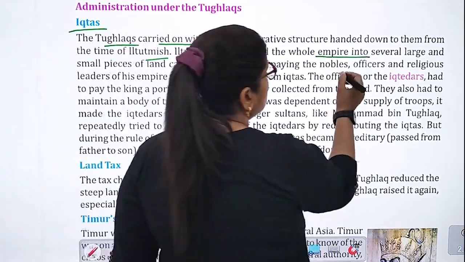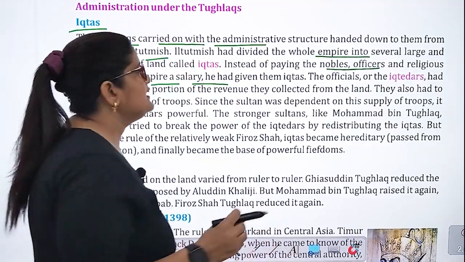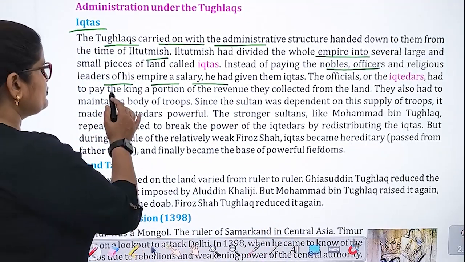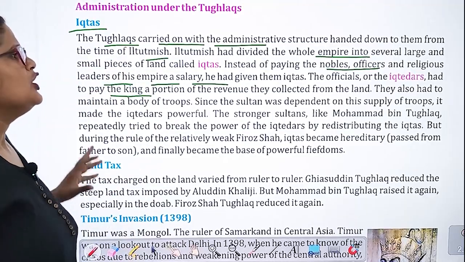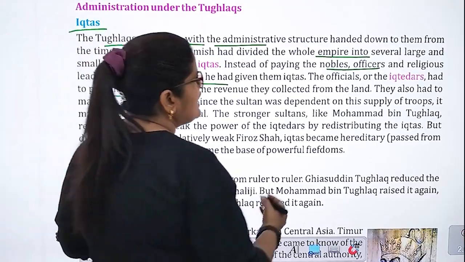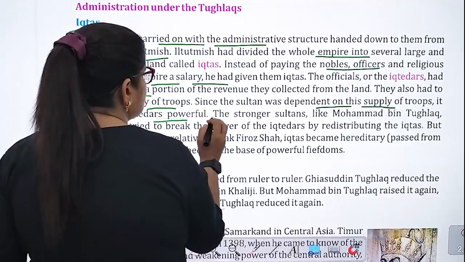Instead of paying the nobles, officers and religious leaders of his empire a salary, he had given them Iqtas. The officials, or the Iqtadars, had to pay the king a portion of the revenue they collected from the land. They also had to maintain a body of troops. Since the Sultan was dependent on the supply of troops, it made the Iqtadars powerful.